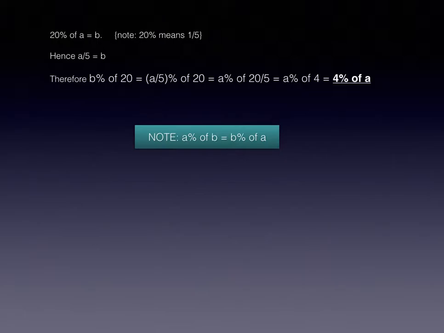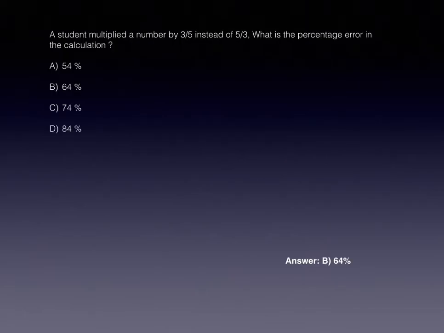Hence, 20% of A is equal to B, and B% of 20 is equal to 4% of A. Now, the third question.